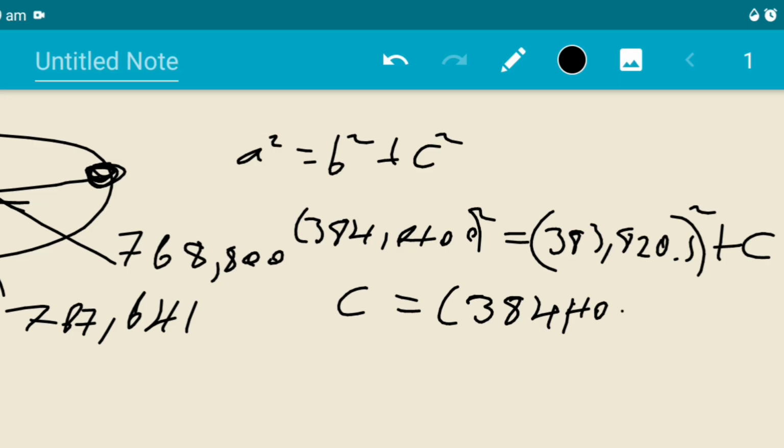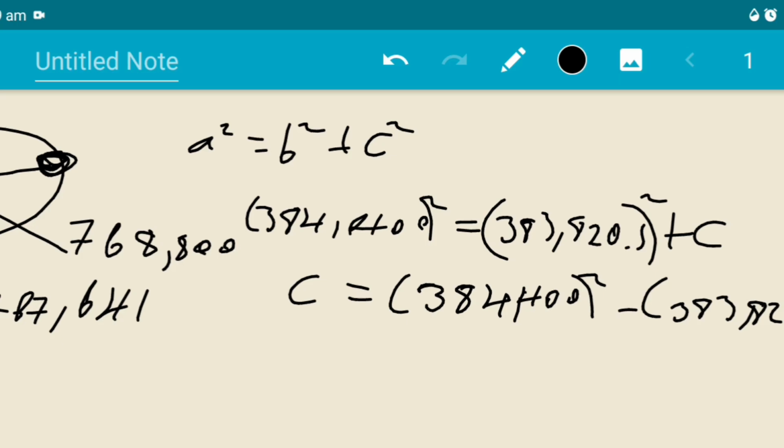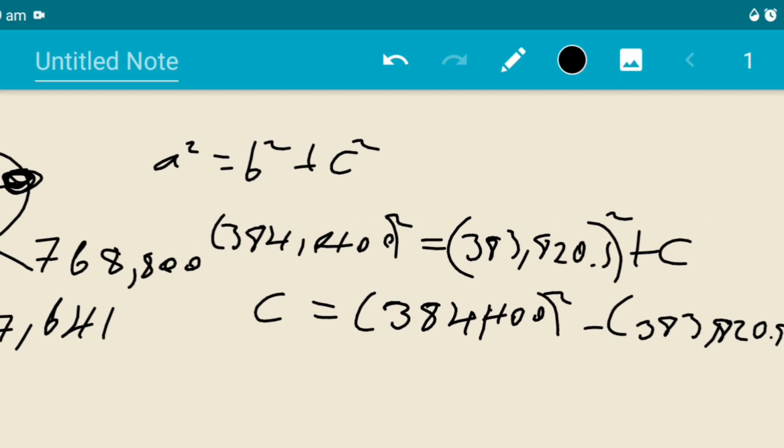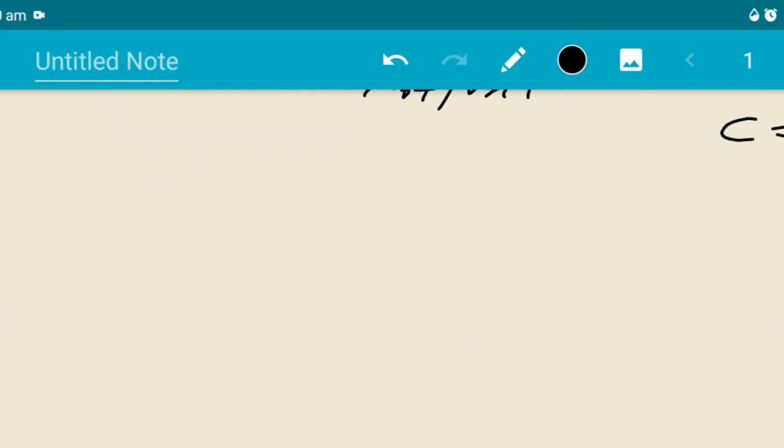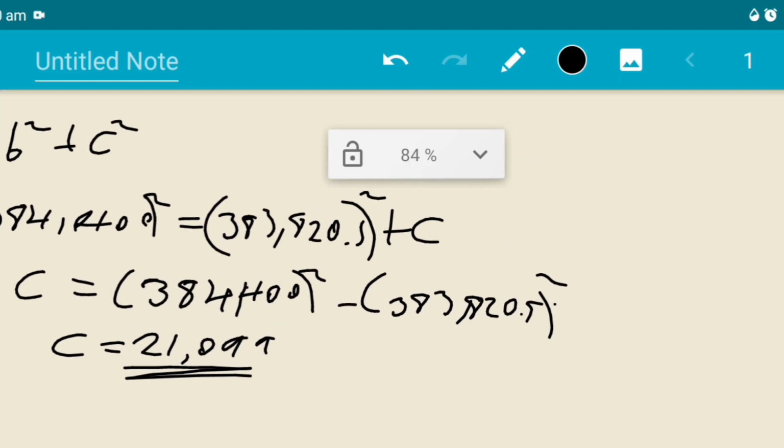So C should be equal to 384,400 squared minus, this goes to the other side, minus 383,820.5 squared. So when we punch everything into our calculator, we'll find out that our C is 21,099. So this is our C. Okay. So having found our C, let's go back to our diagram. Actually, let me just draw a new one.